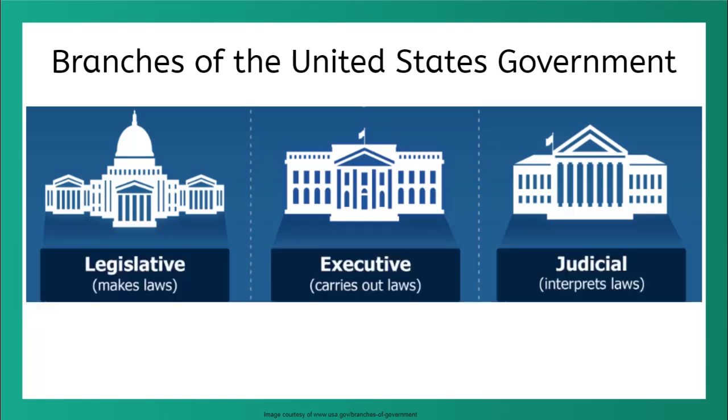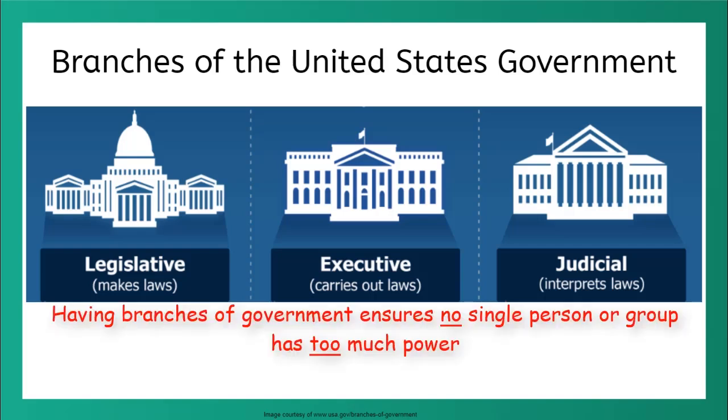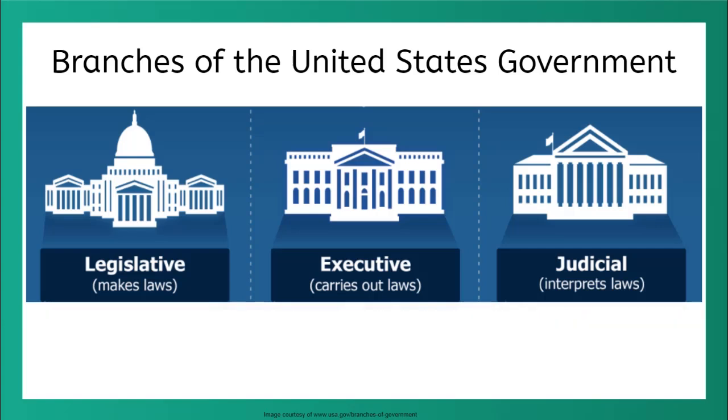The U.S. government is divided into three branches, or three parts. This makes sure that no one group or single person has too much power. The three branches are the legislative branch, the executive branch, and the judicial branch.